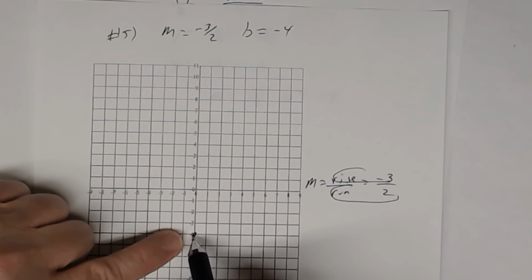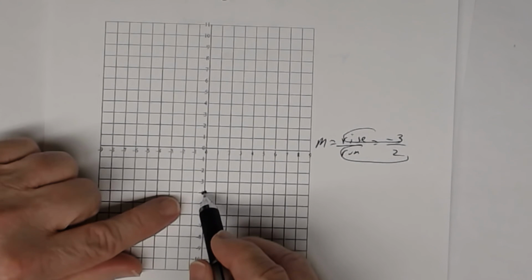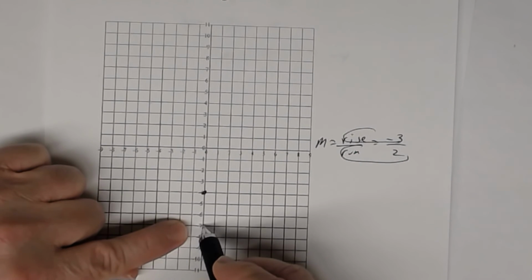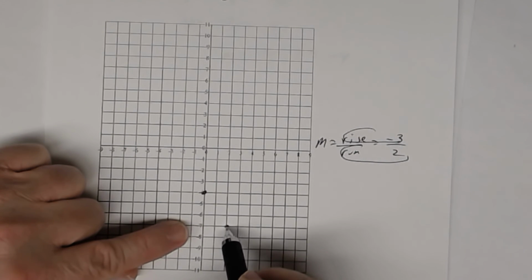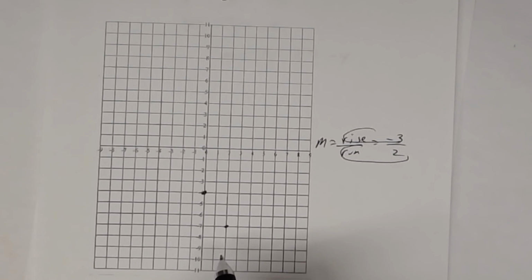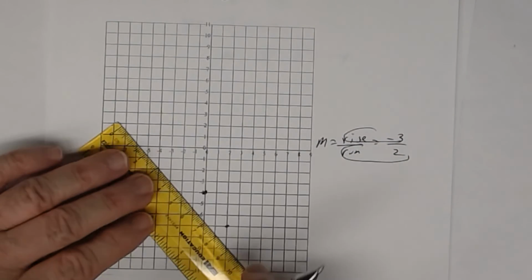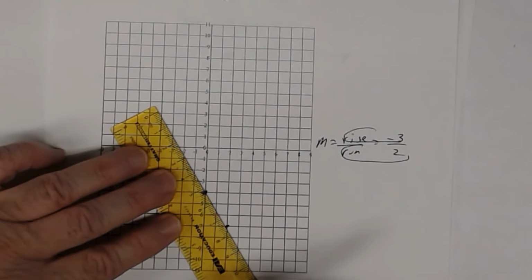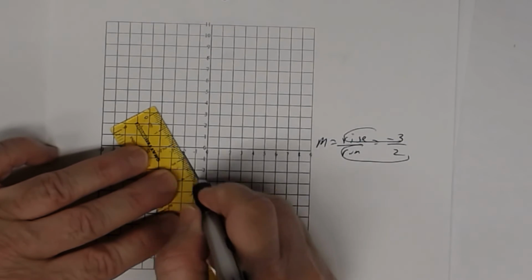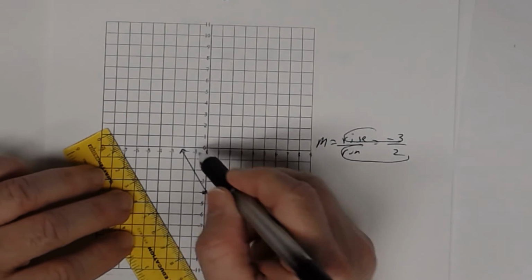All right, from this point, since my rise is negative, I'm going to go down. So I'm going to go down 3. 1, 2, 3. And my run is +2, so I'm going to go to the right 2. So 1, 2, 3 down, and to the right 2. 1, 2. So there's your other point. And then all you do now is just draw your line. And then that'll be it. All right, and then don't forget to draw your arrows.